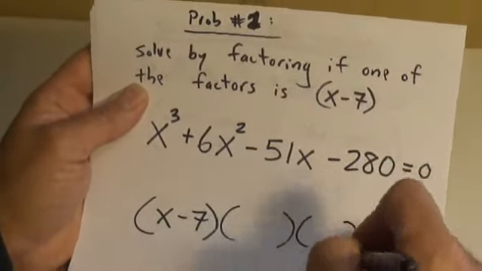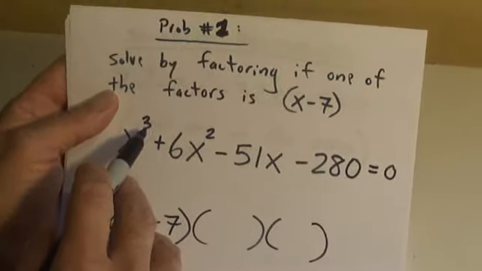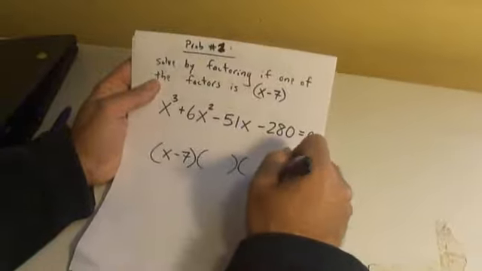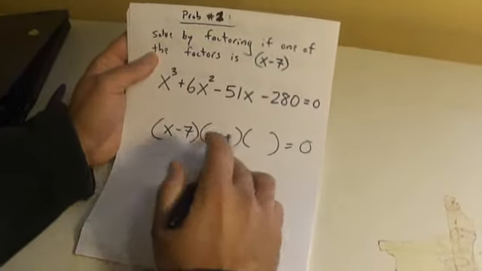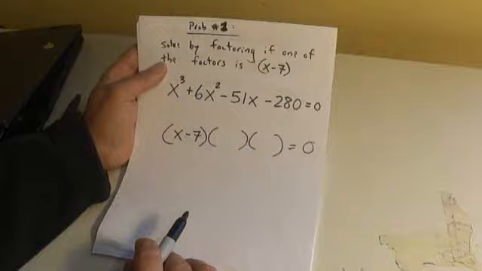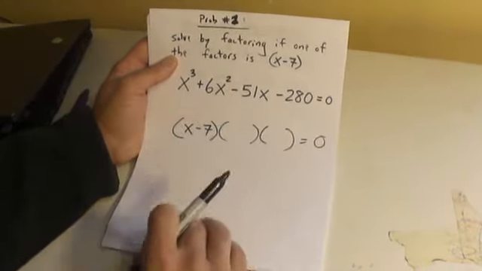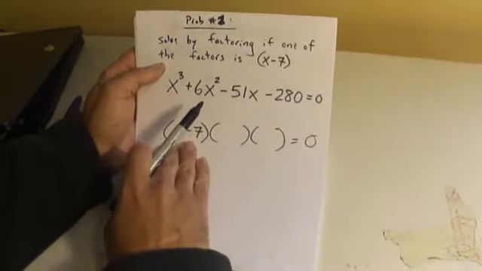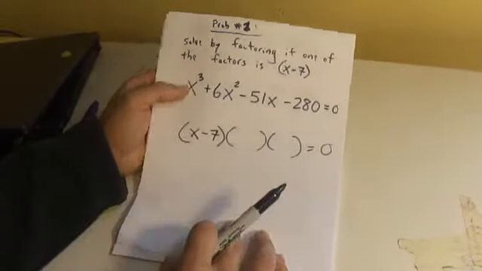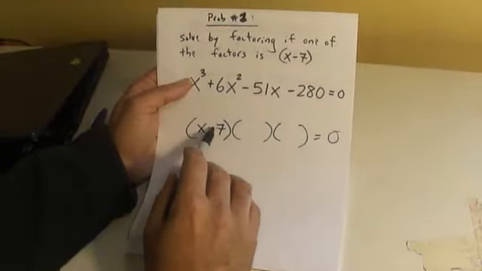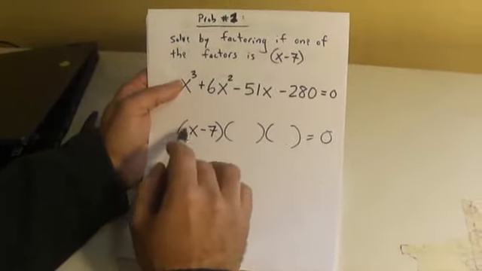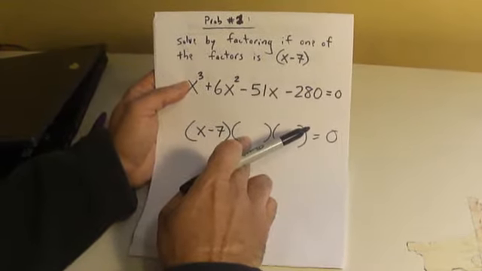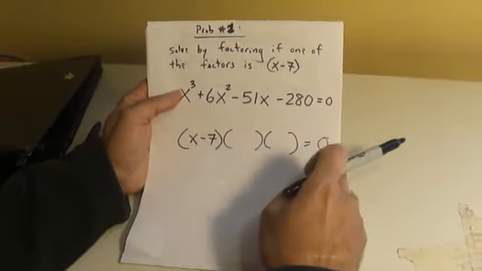We don't know what they are, but this is a third degree polynomial, so we know there are going to be 3 x's multiplied by each other here. So this times another binomial times another binomial equals 0. We're going to try to figure out what those other 2 binomials are. But when you're saying that one of the factors is x minus 7, one of the things you can be sure of is that if you popped in a certain number here, it would turn this into 0, and 0 times this would be 0, and 0 times this would be 0, so you would get your answer.